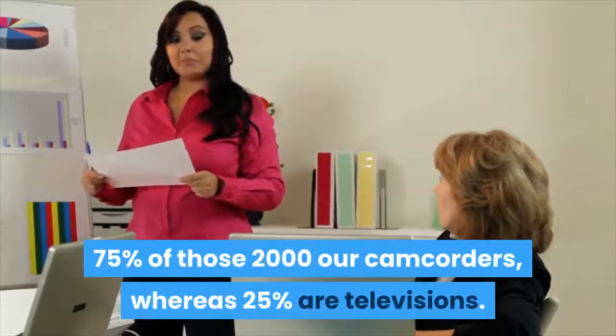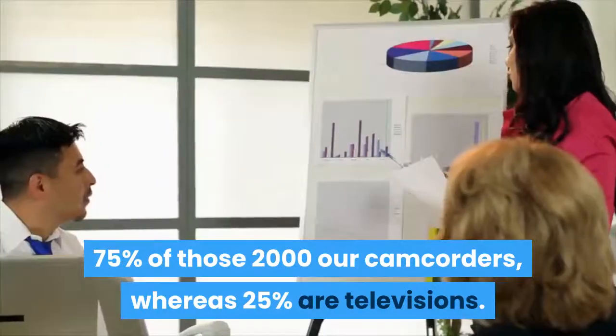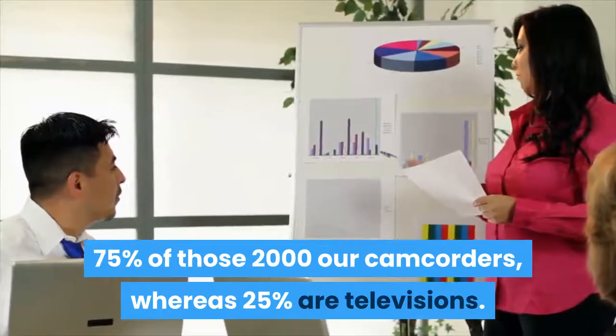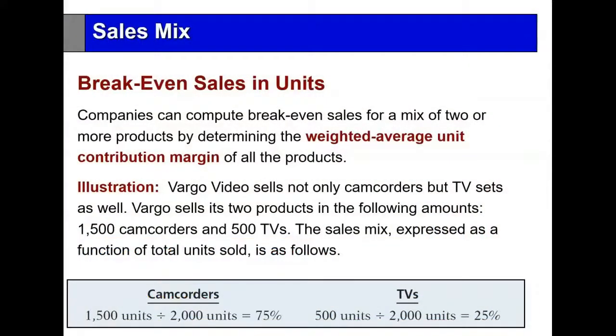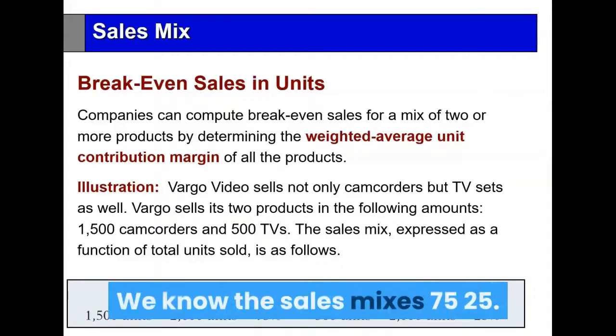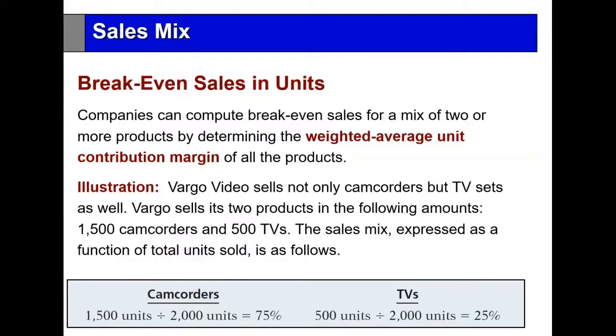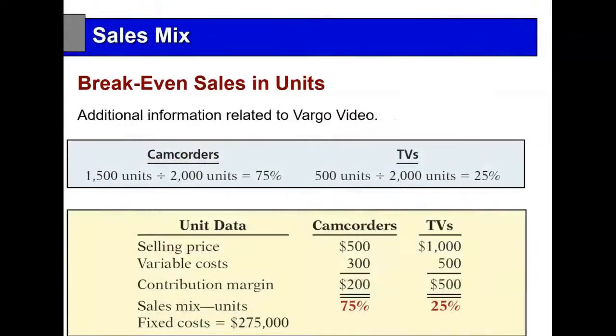So let's go through an example. Vargo Video sells not only camcorders, but TV sets as well. Vargo sells its 2 products in the following amounts: 1,500 camcorders and 500 TVs. So the sales mix can be expressed as 3-to-1 or 75%, 25%. That is, the total amount of units sold is 2,000. 75% of those 2,000 are camcorders, whereas 25% are televisions.